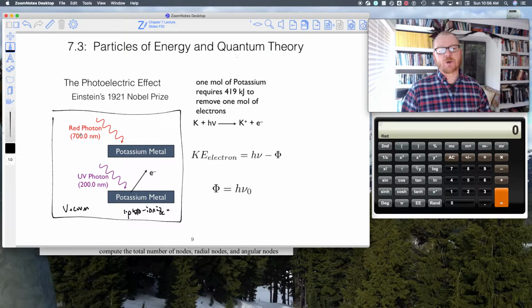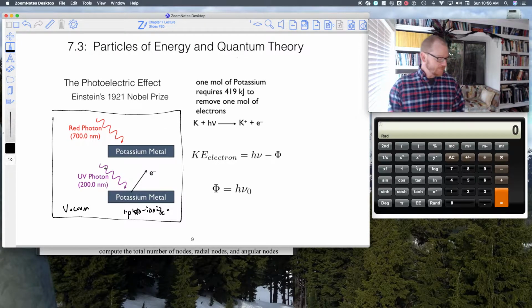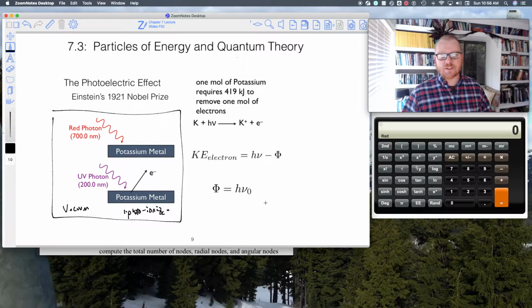One in which a red photon at 700 nanometers is used, and one in which a UV photon at 200 nanometers is used. And if our metal were potassium, we would not observe anything happening when red light is shined on this metal. We would not observe any ionization or photoelectrons. But if we used a 200 nanometer photon, this would be energetic enough to knock out that electron. Okay? And so from this idea, Einstein came up with this equation.